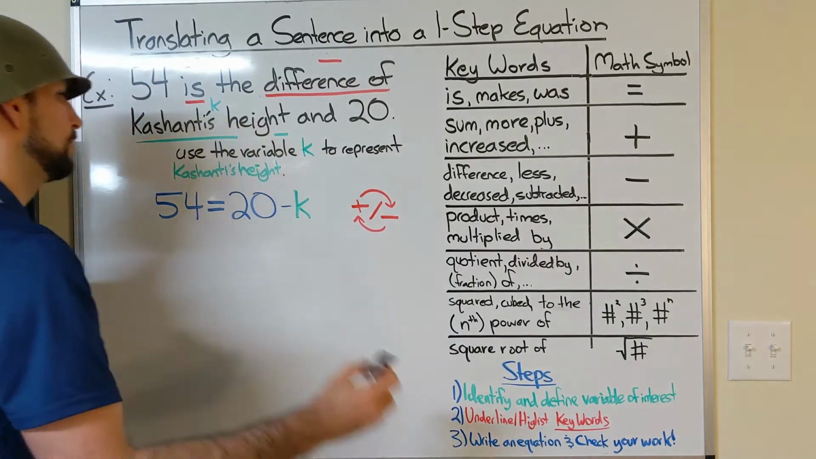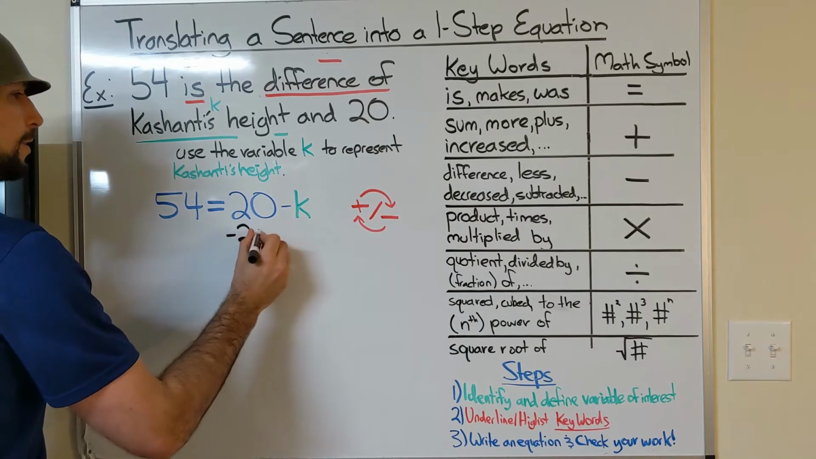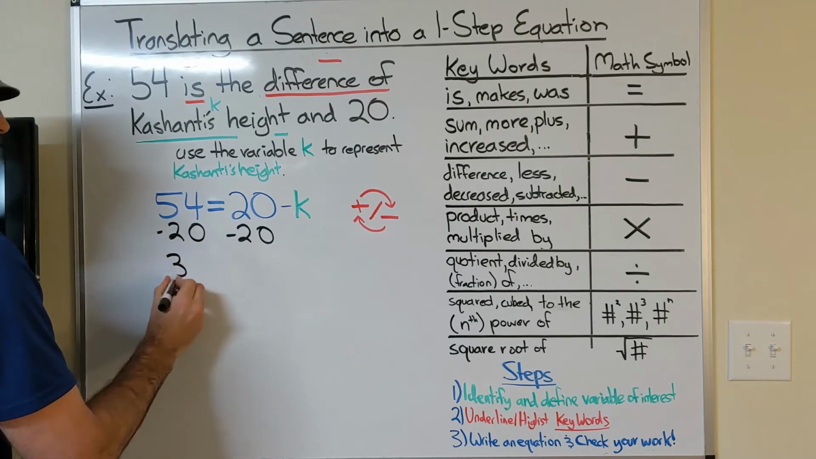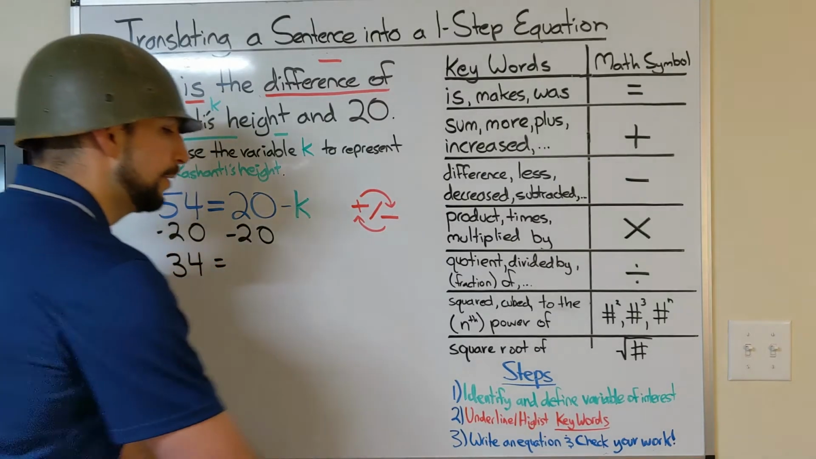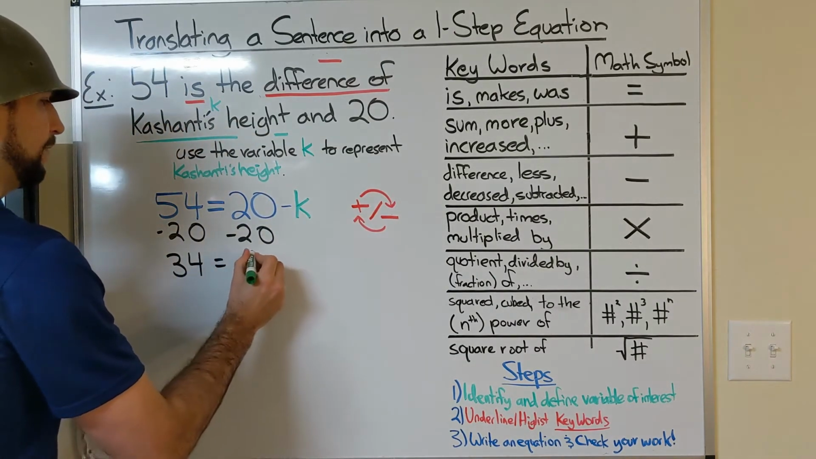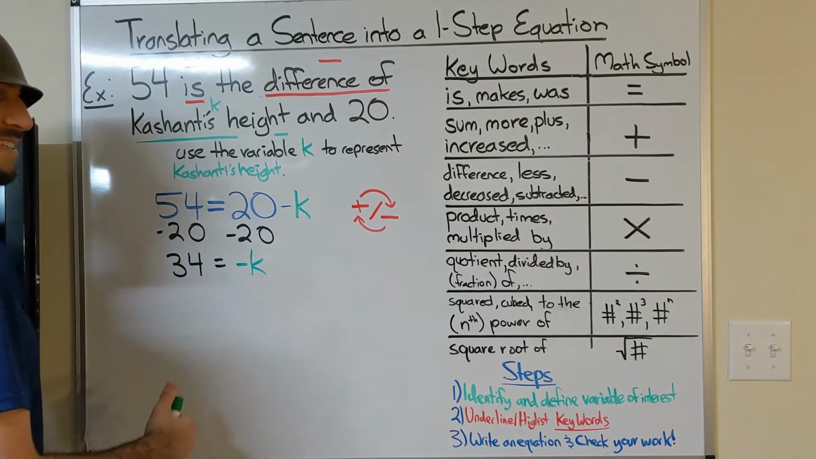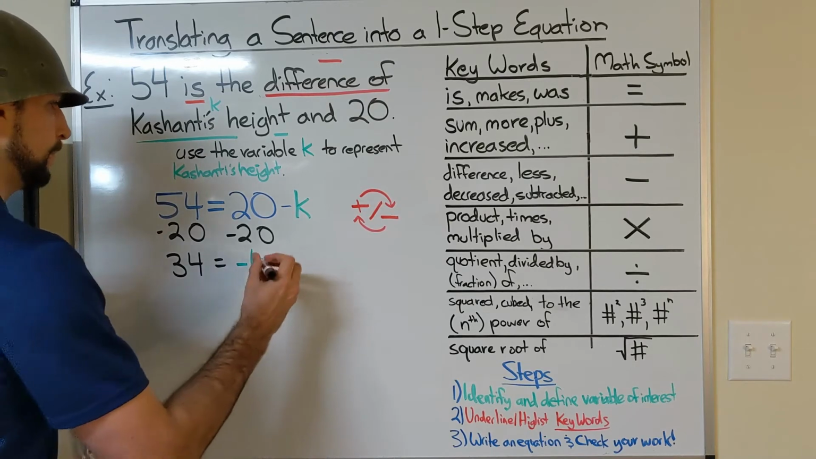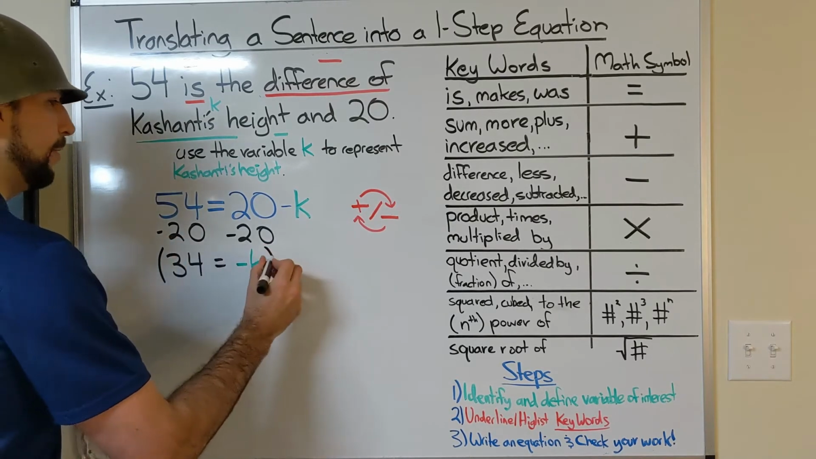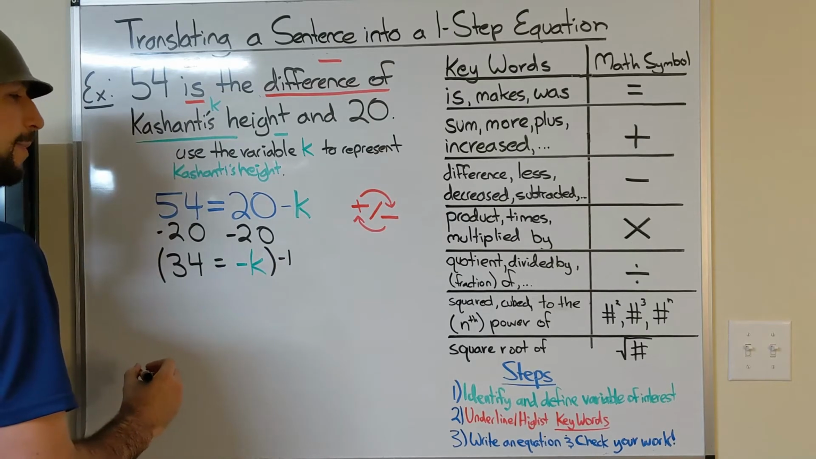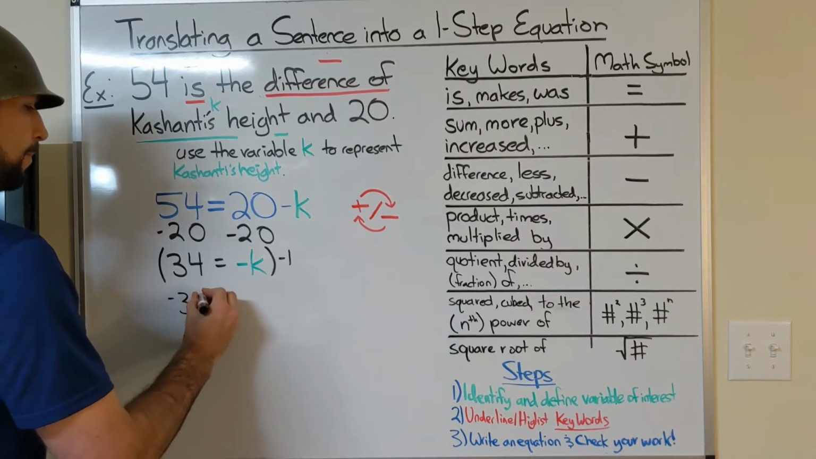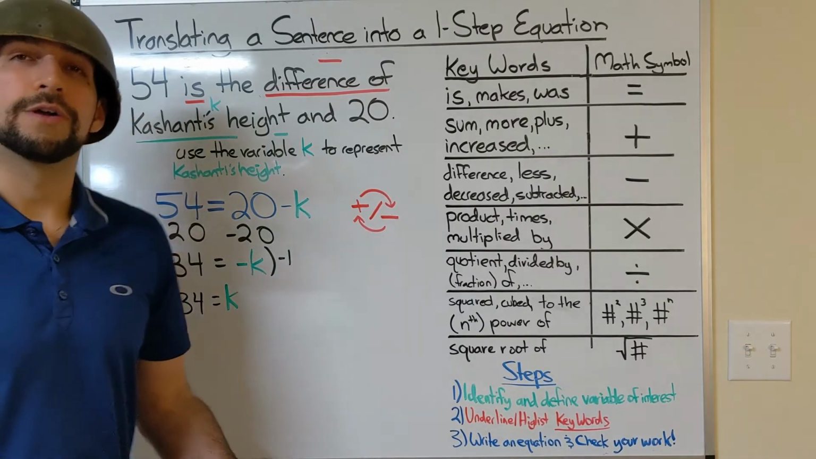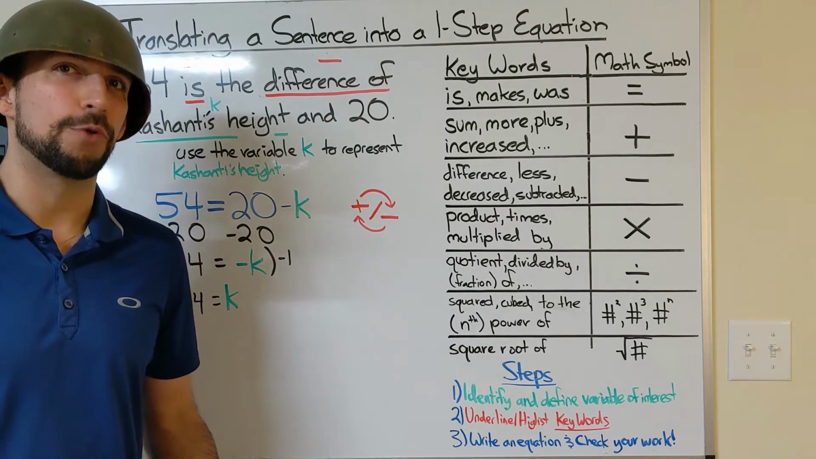Let's get all our constants over to the left side by subtracting 20. 54 minus 20 is 34, which is equal to negative k. Well, we need this k to be positive, so what we're going to do is multiply each side by negative 1. We're always allowed to do the same operation to both sides, so we multiply each side by negative 1. We get negative 34 equals k. Now, Kashanti might be short, but she's not negative 34 units short.